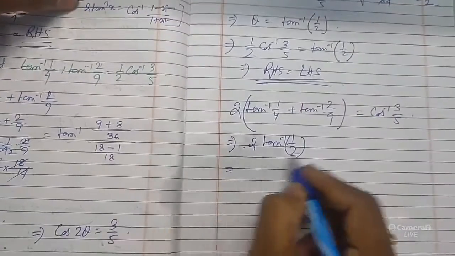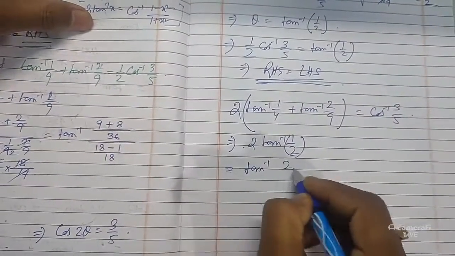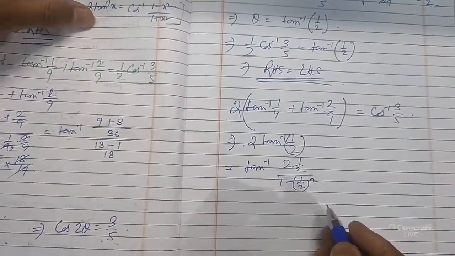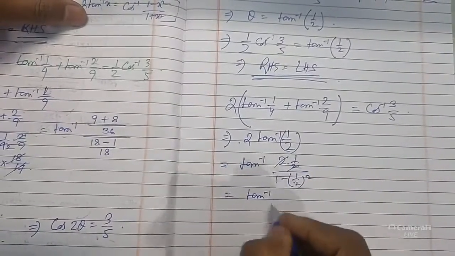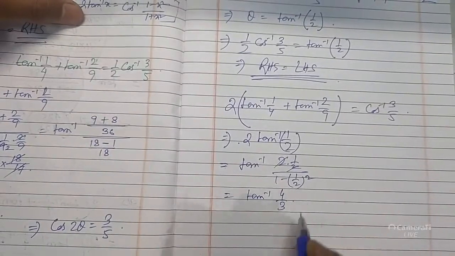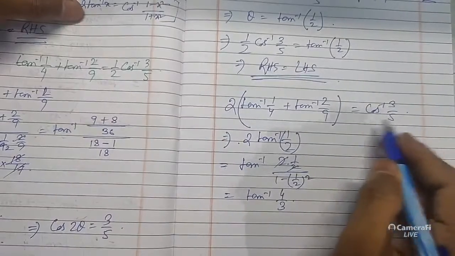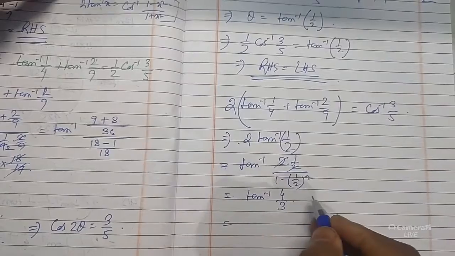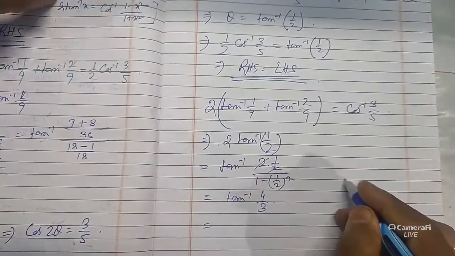Now 2 tan inverse x means tan inverse 2x by 1 minus x square. That is tan inverse 4 by 3. Now here we have to express this tan inverse in cos inverse form, because RHS is in cos inverse. So what is that formula? Tan inverse we have to express as cos inverse.